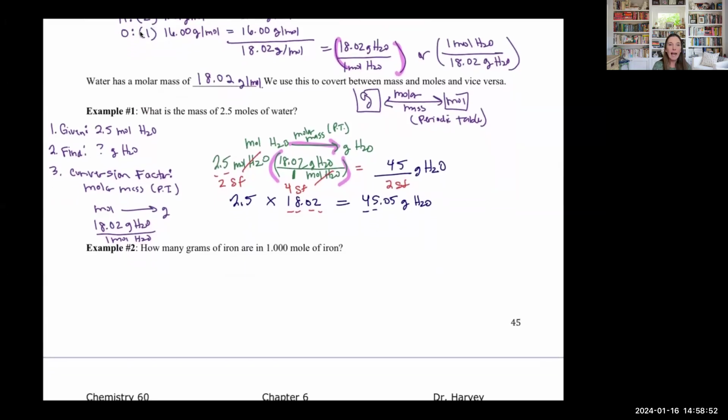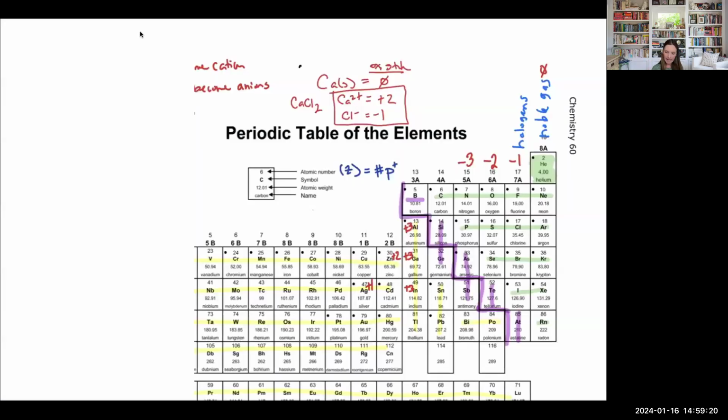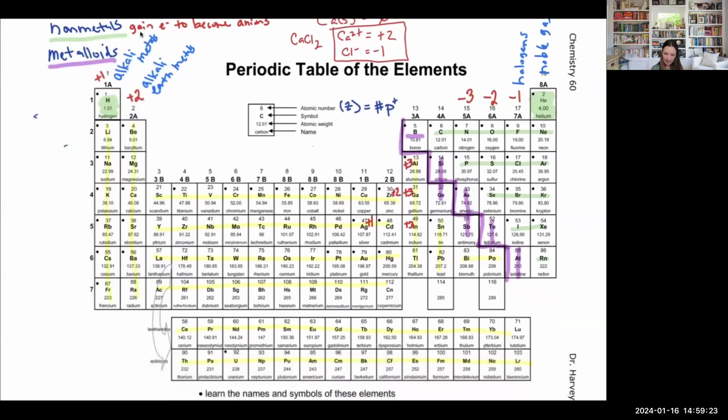Let's look at example 2. How many grams of iron are in 1 mole of iron? So I want to convert from moles of iron to grams of iron. And I know I convert from grams to moles or moles to grams always using the molar mass from the periodic table. So looking at our periodic table, we're going to find iron. Iron, we do need to remember, is Fe. It's a metal. And I can see that iron is right here. Molar mass of 55.85 grams per mole.